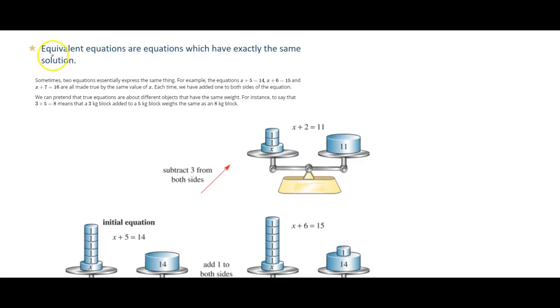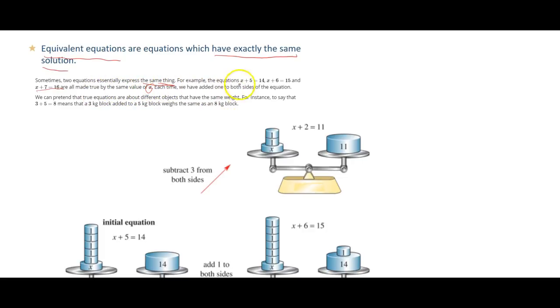So the first thing you need to make sure you understand is that equivalent equations are equations which have exactly the same solution. So think back to when we've done equivalent fractions. They look different, however they still have the same value, and that's effectively what we're doing here with equivalent equations. So sometimes two equations essentially express the same thing. For example, x + 5 = 14, x + 6 = 15, and x + 7 = 16 are all made true by the same value of x.